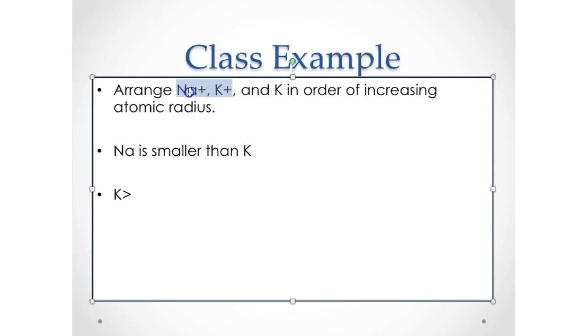So because both of these shrunk, we could look at them from the point of view of the periodic table. We know that sodium is smaller than potassium. So that means K plus is going to be a little larger, and then Na plus is going to be the smallest. So that should be your answer.